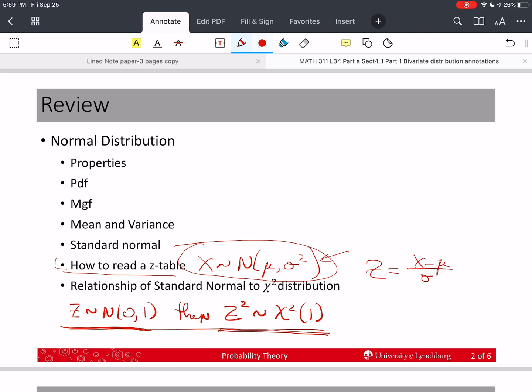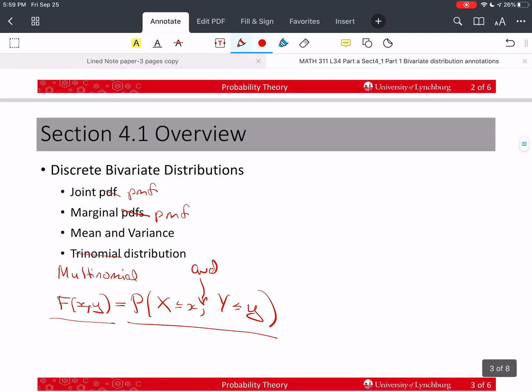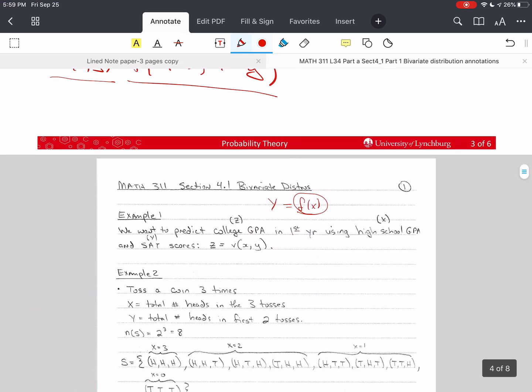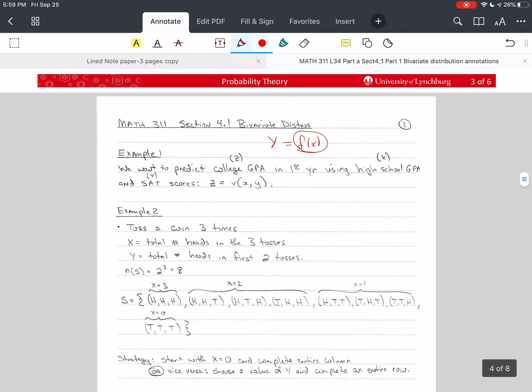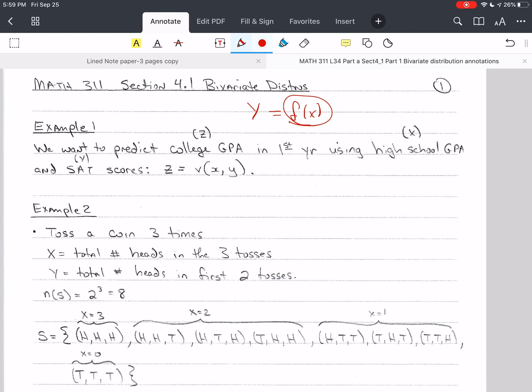So in this section, we're going to look at the joint PMF and the marginal PMF of two variables that are put together at the same time. We're going to look at the mean and the variance. We're going to learn about the trinomial distribution, the multinomial distribution briefly, and go over some properties of the CDF for a bivariate PMF. All right, the CDF of bivariate random variables, distributions.